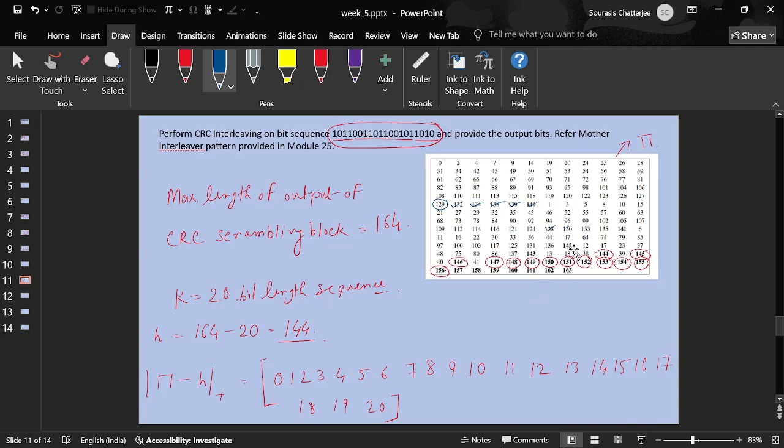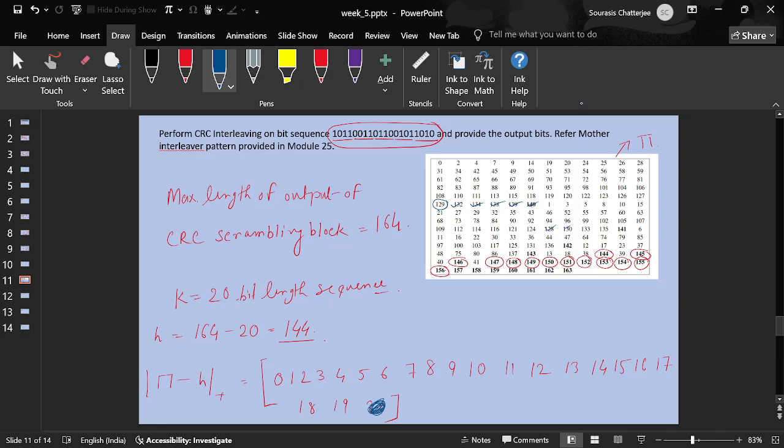Sir, in that case, here whatever indices you have written, it will come till 19 only, right? 0 to 19. 20 won't come, correct, because we are starting from 0.